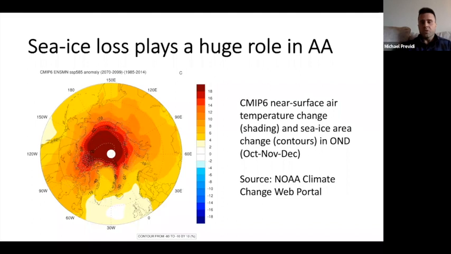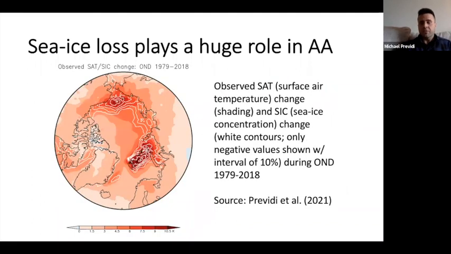And so the point of this figure, and I have a similar figure on the next slide from my same review paper, the point of these figures is to show that again, there's a very strong spatial correspondence between where the Arctic warms the most and where the greatest sea ice loss occurs. So it's an indication, just looking at these plots, that sea ice is pretty important in explaining why Arctic amplification occurs.